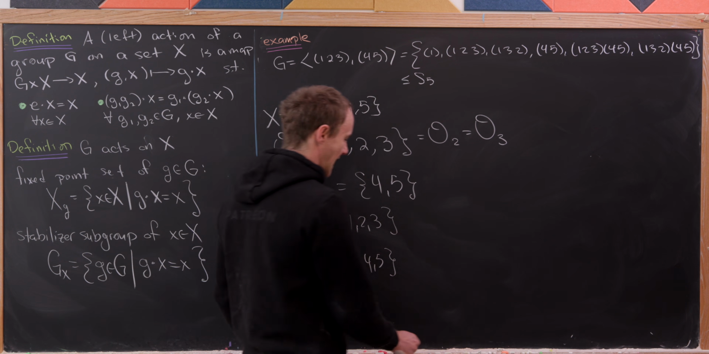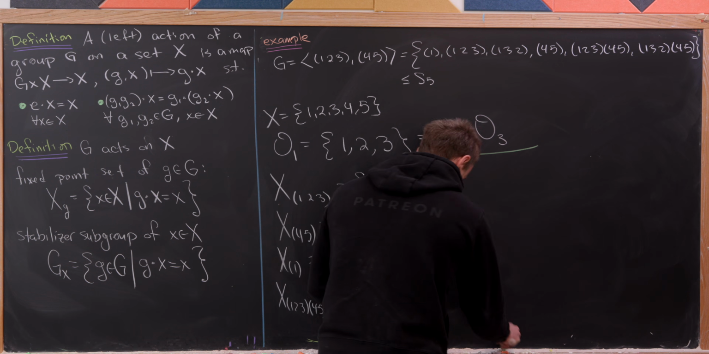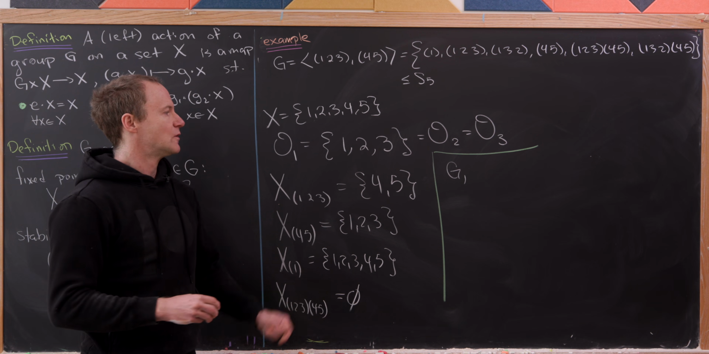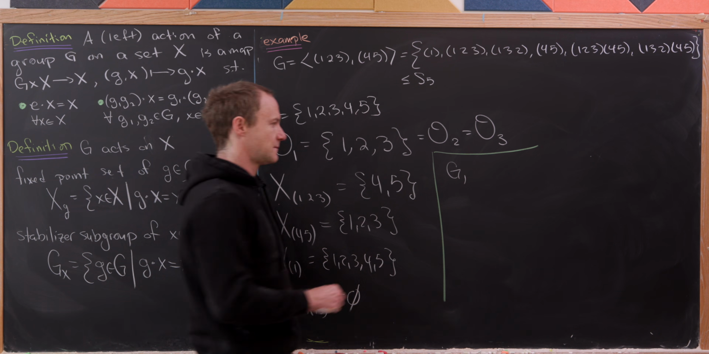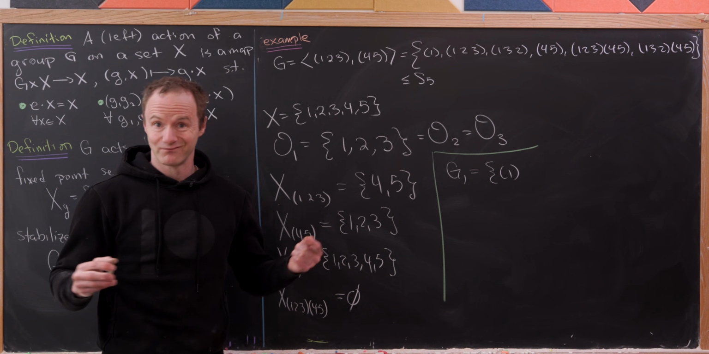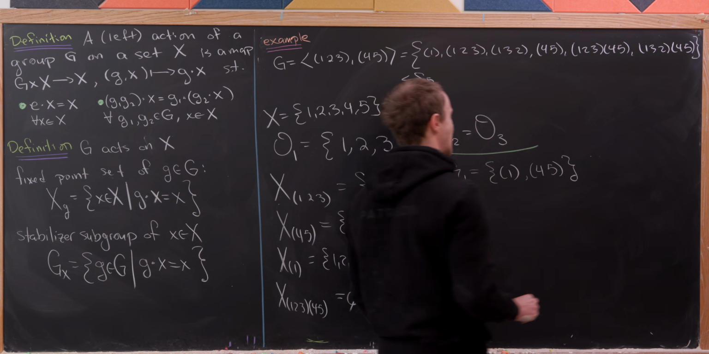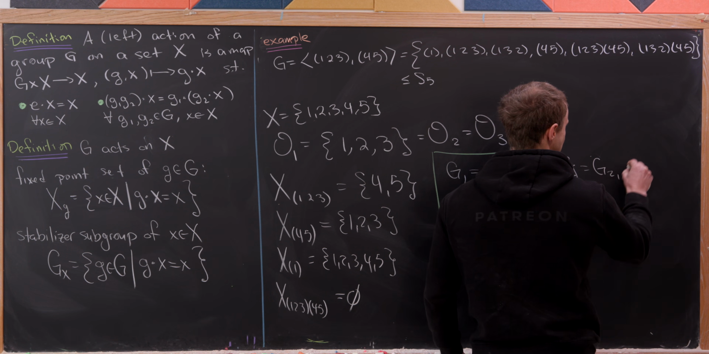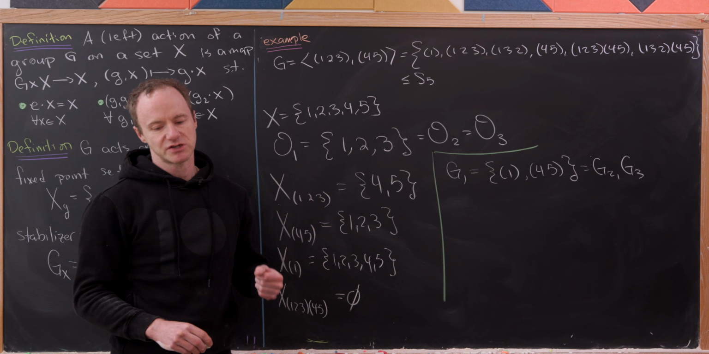Now let's look at some stabilizer subgroups while we're at it. So let's look at G sub 1. What's G sub 1? Well, that's going to be everything in our group that fixes the number 1. Notice that the identity fixes 1, that's pretty clear. And then this 2-cycle, or transposition, (4 5) also fixes 1. But notice that's also the stabilizer subgroup of G sub 2 and G sub 3. Those are the two other things that fix 2 and 3.